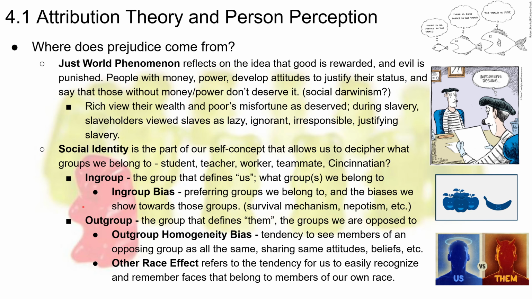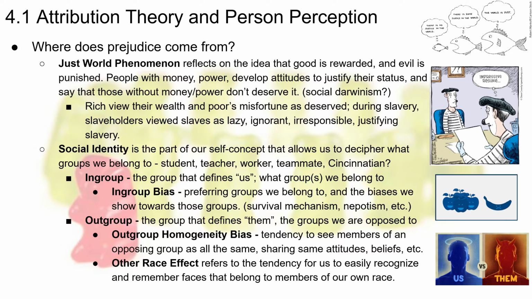Where does prejudice come from? Again, we talked about the just world phenomenon, that people get what they deserve, that people who are from a certain group or class or race deserve what they get because it's just what is owed to them because of that thing they can't change. I won't spend more time on that.